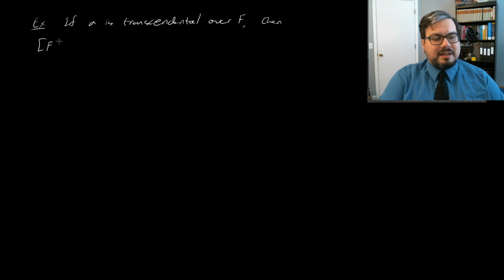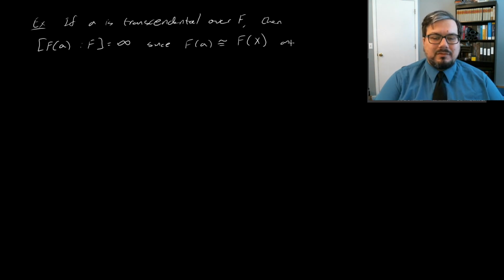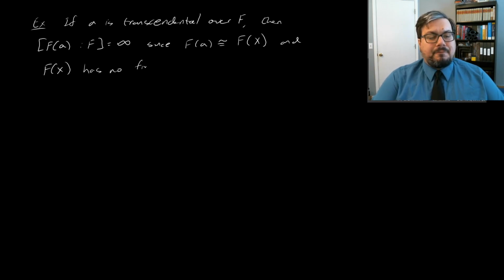For a further example, if a is transcendental over F, then the degree of the extension F(a) over F is infinity, since F(a) is isomorphic to the field F(x), the fraction field of the polynomial ring F[x], and F[x] has no finite basis.